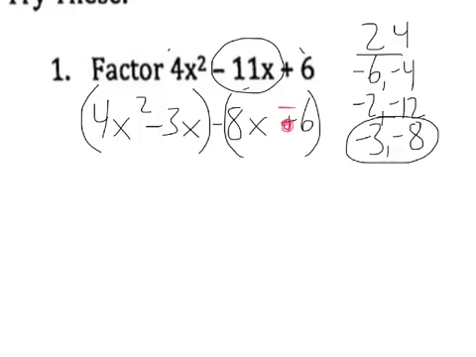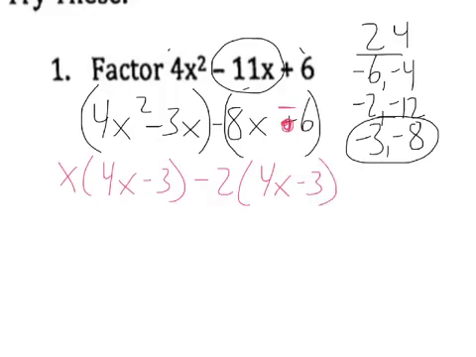I can't pull any numbers out of group 1, but I can pull an x out. So 4x minus 3. I can pull a 2 out of the second group. 4x minus 3. So now they have 4x minus 3 in common. And I have x minus 2 on the outside.